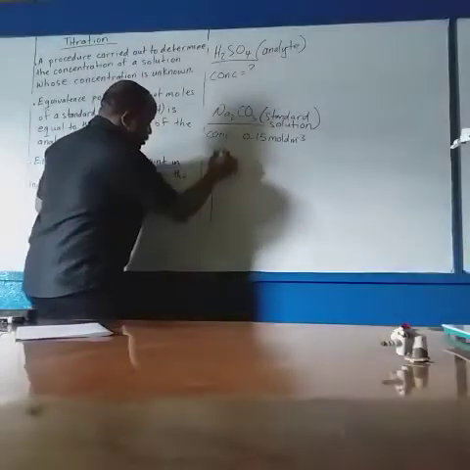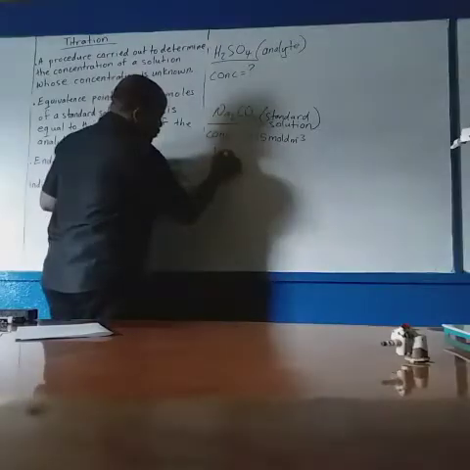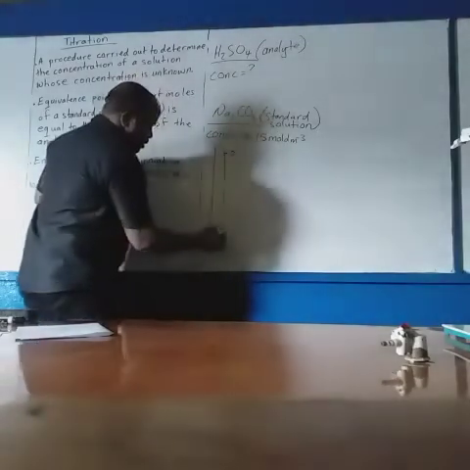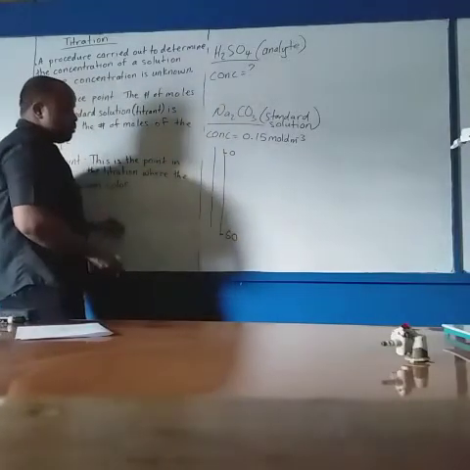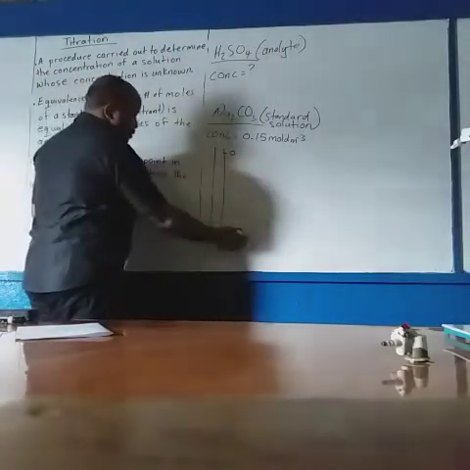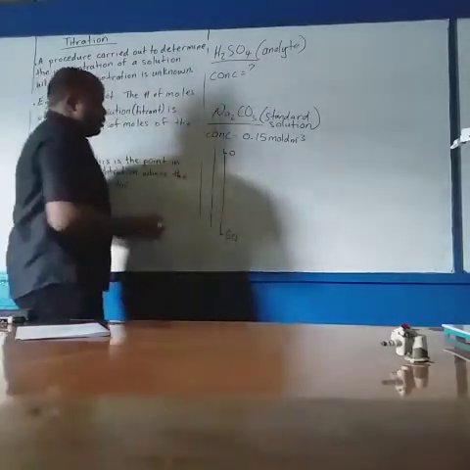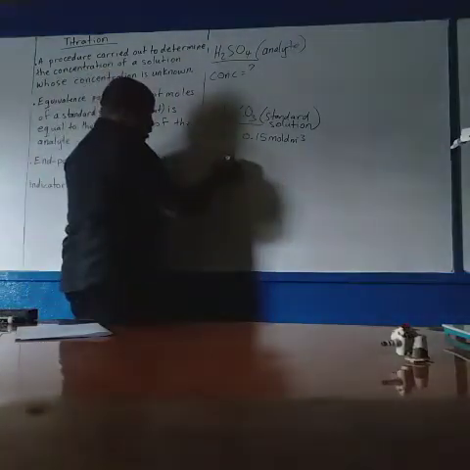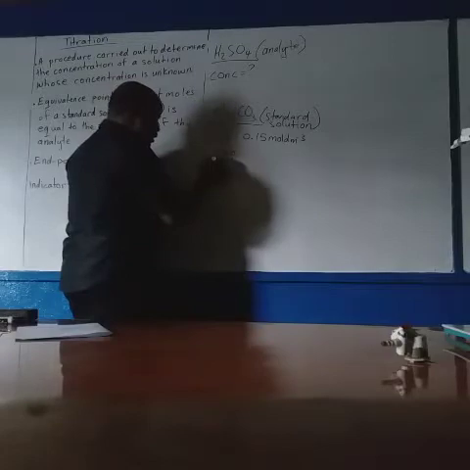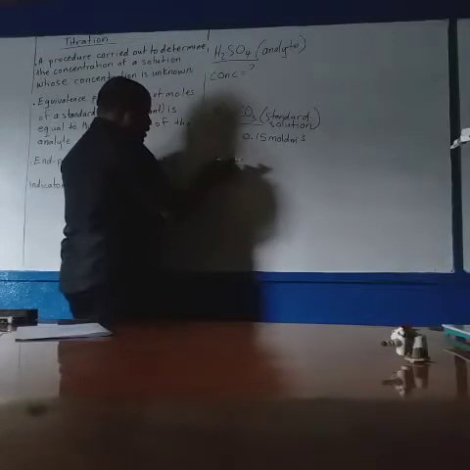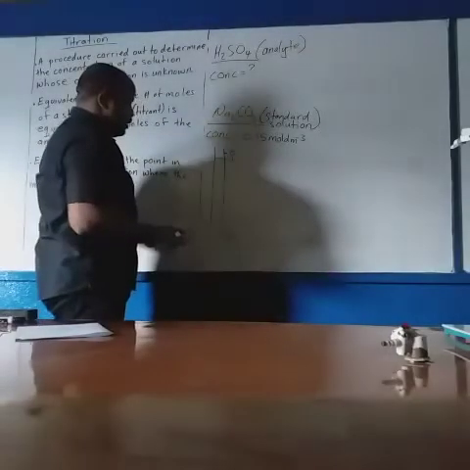So I'm going to do it here. At the top of the burette, you have 0, and at the base, it's 50. So it runs from 0 to 50. So let's say we carry it up to 1. You fill the burette to the mark that says 1.